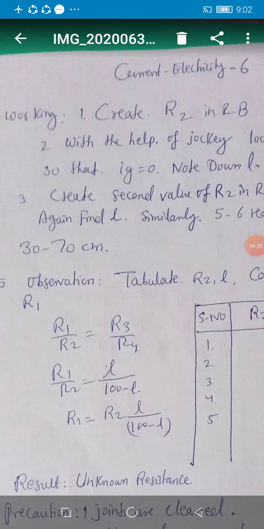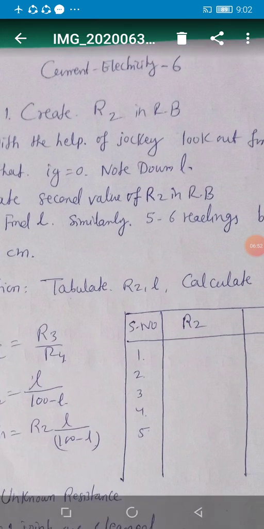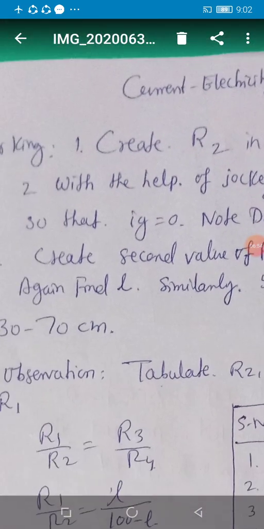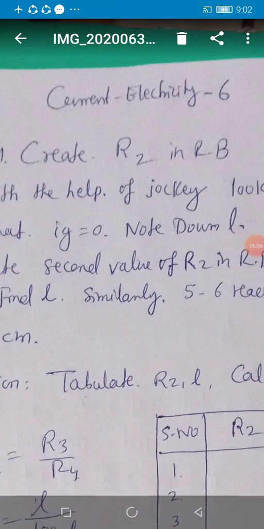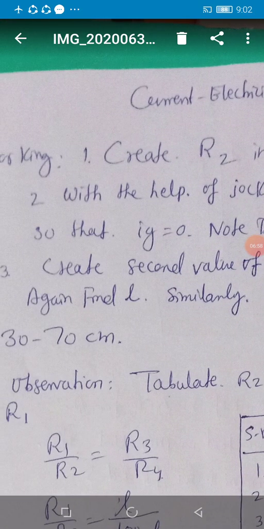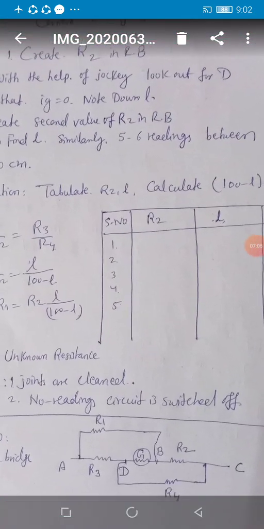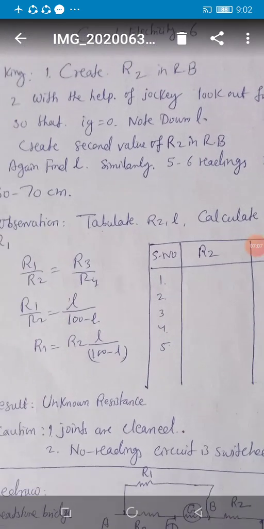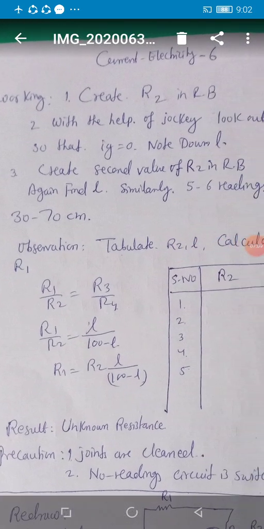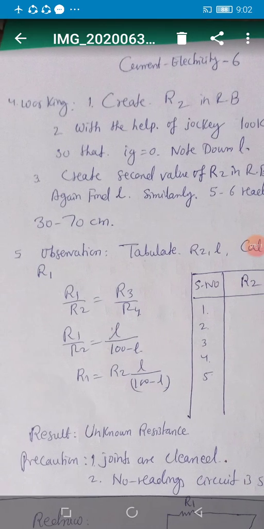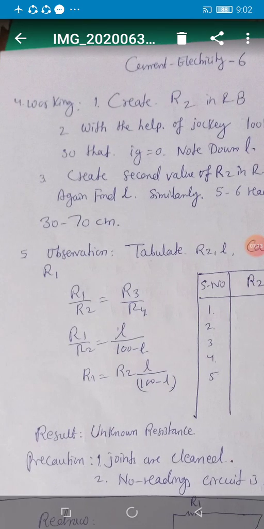Now, how to measure unknown resistance? As I just now told you, create R2 in the resistance box by taking out the brass key. With the help of the jockey, look for distance L so that the galvanometer current becomes 0, and I have to note the value of L. Similarly, to take the second reading, I take a second value of R2. Again I will see the null deflection.